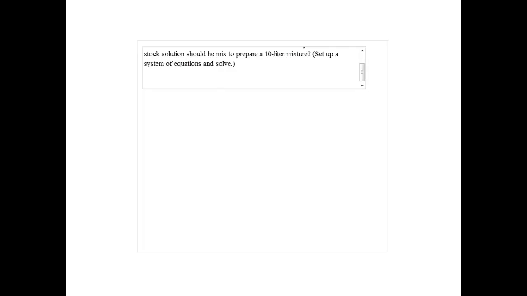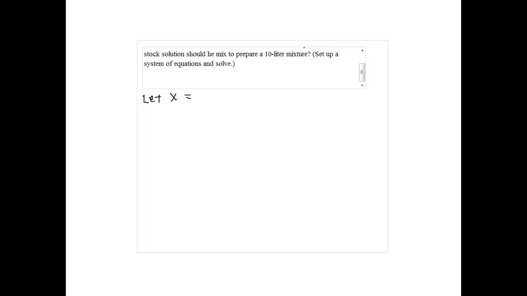A chemistry lab assistant wants to prepare 10 liters of 48% acid solution. In stock, he has 80% and 40% acid solutions. How many liters of each in-stock solution should he mix to prepare a 10-liter mixture?